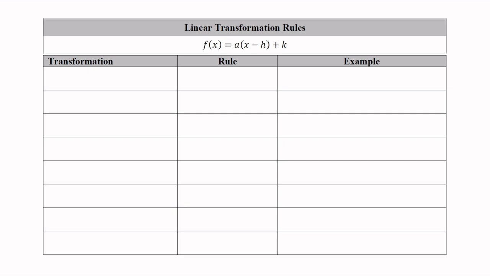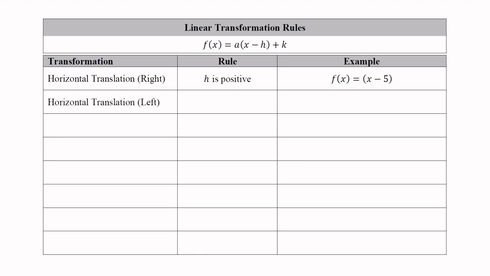So let's start with our h value. We have a horizontal translation to the right if our h value is positive. For example, it will look like this. Within the parentheses, you'll have x minus 5. We simply put a positive value in for h. Right now, no a and no k.